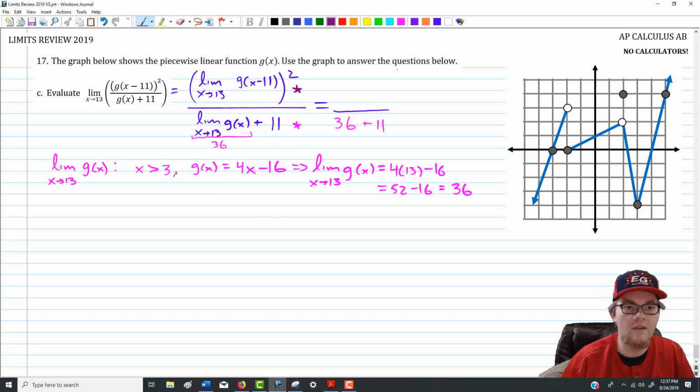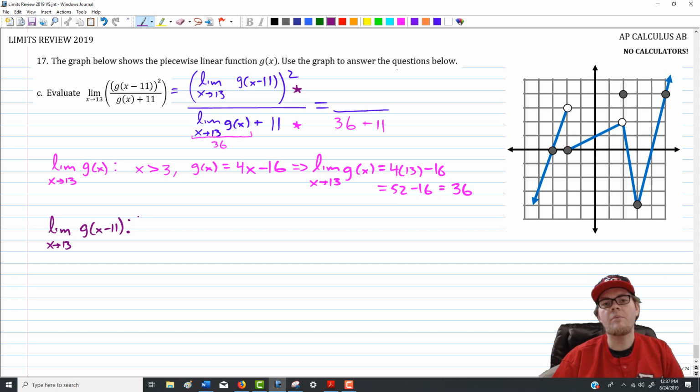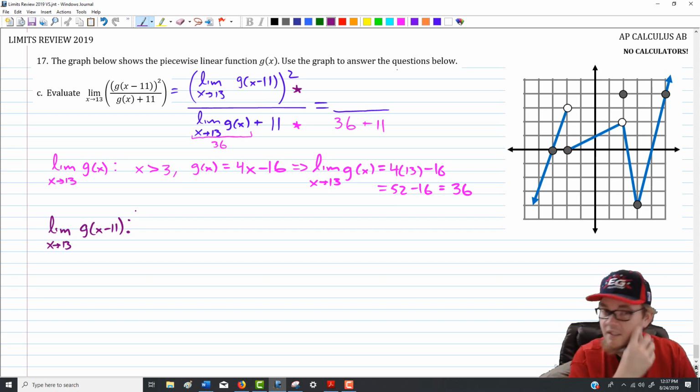The numerator is definitely the toughest. In fact, the hard part here is we need to evaluate the limit as x approaches 13 of g of x minus 11, which isn't even what we're looking at over there. So there's a couple ways to do this. In the problem set video solutions, I did a full variable change to get there. That's one way to approach it. It's not necessarily the way I've always done it before, but it's one way.